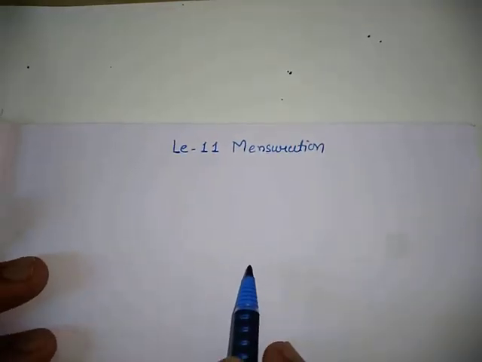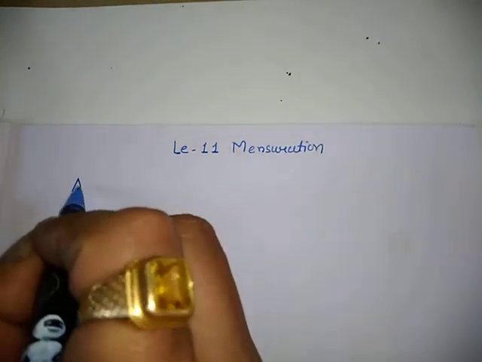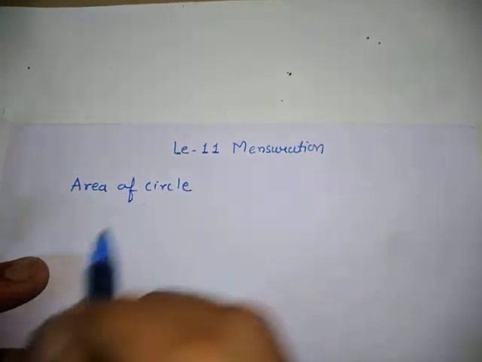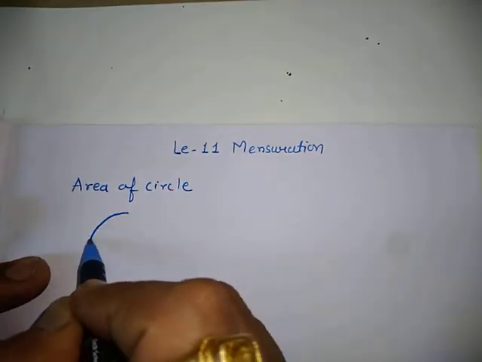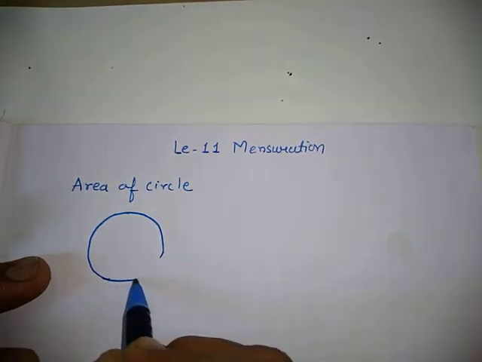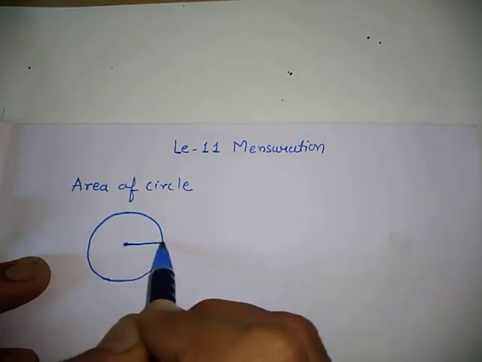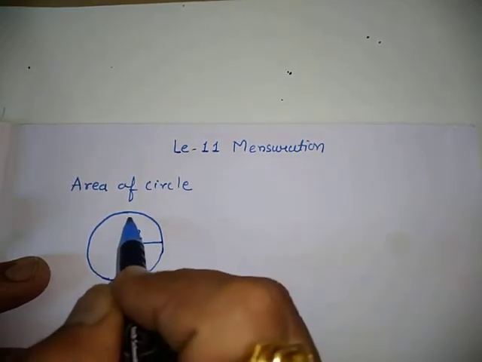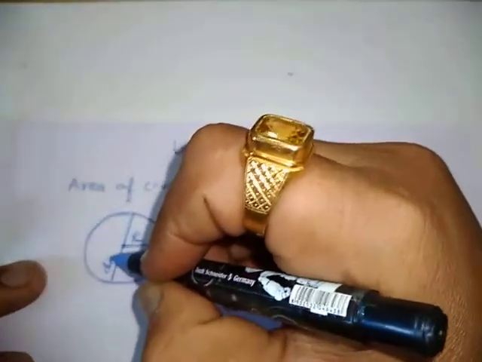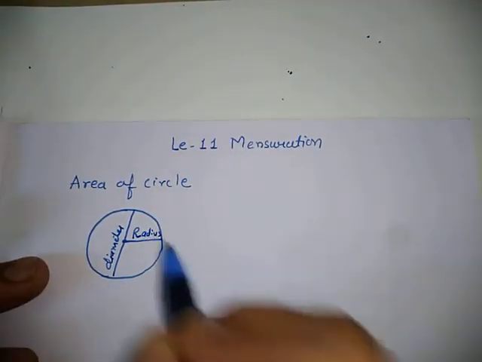Friends, let's continue our area of circle. Suppose in the given figure, that is a circle, there is a center point, and from this point it is the radius and this is the diameter. Okay, and this is known as radius.